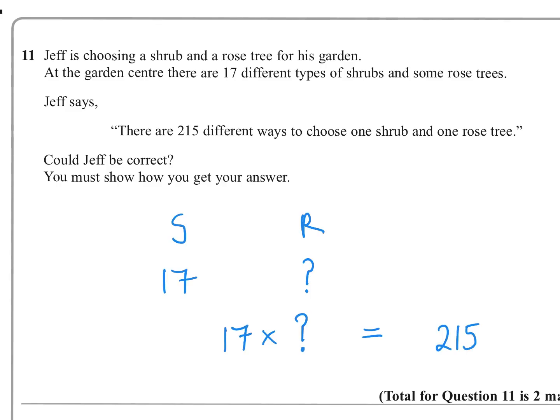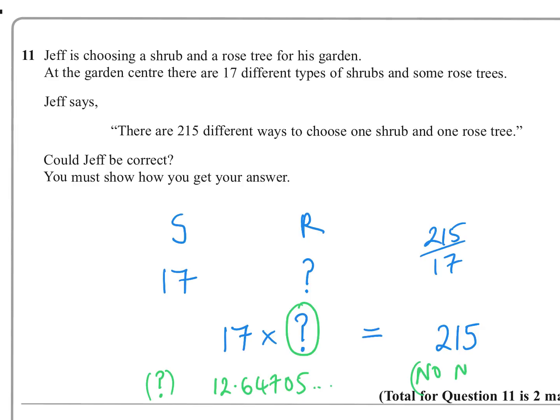But a quick way is if you look at your calculator and you do 215 divided by 17 to work out this missing amount of rose trees, that would be closest to 215. Well, let's try 215 divided by 17. Well, that means that the closest number of rose trees available would be 12.64705 and so on, which is not a whole number. So Jeff could not be correct. So the answer is a simple no, not correct.